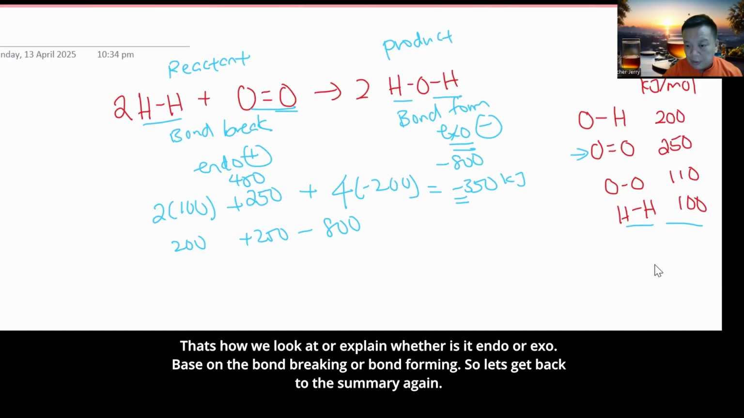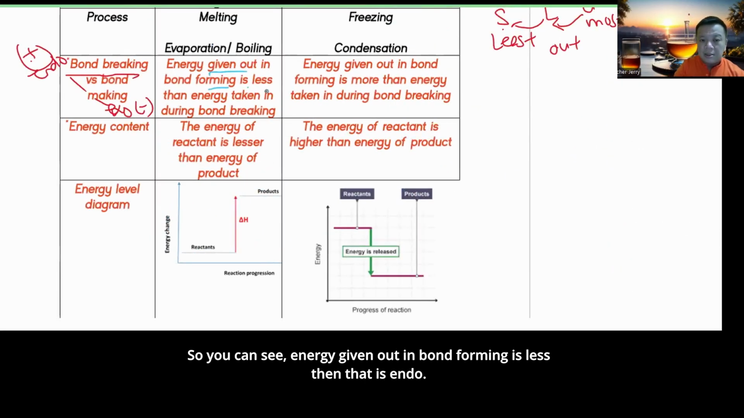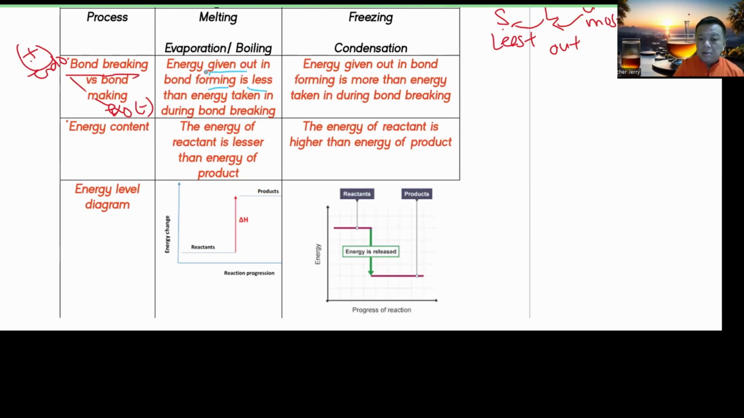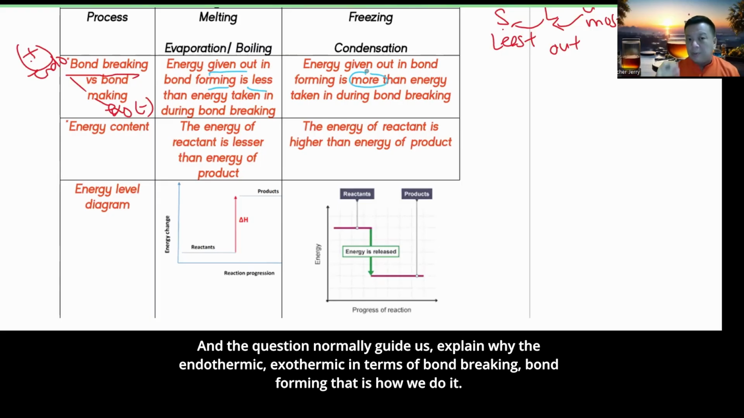So let's get back to the summary there again. You can see, if the energy given out in bond forming is less, then it's endo. Similarly, it's just the opposite: less and then more. So it's just comparing which one is more, which one is less. And the question normally will guide us to explain why it is endothermic or exothermic in terms of bond breaking and bond forming. This is how we do it.